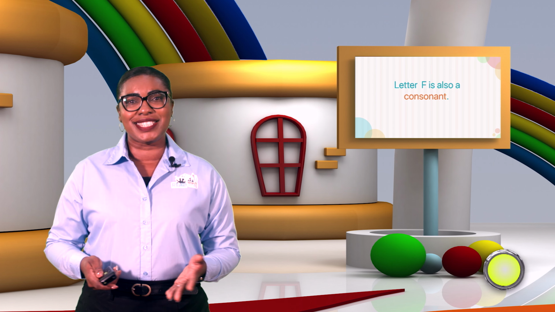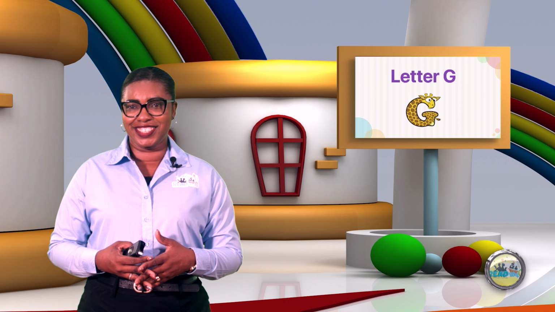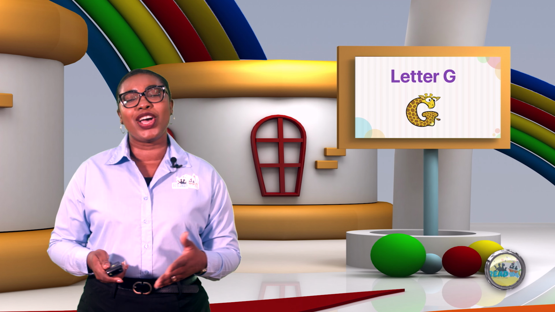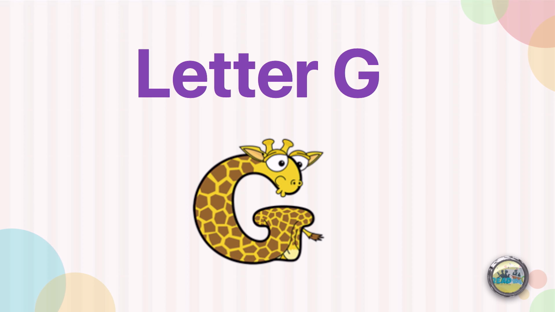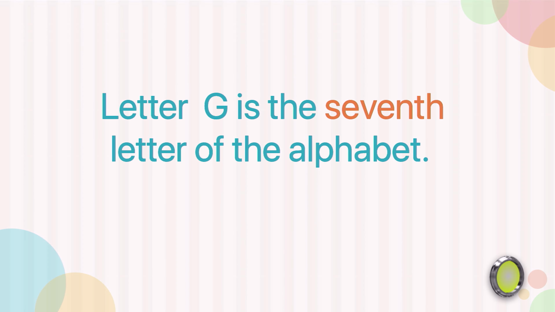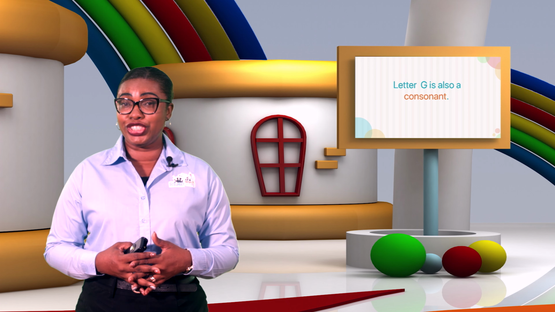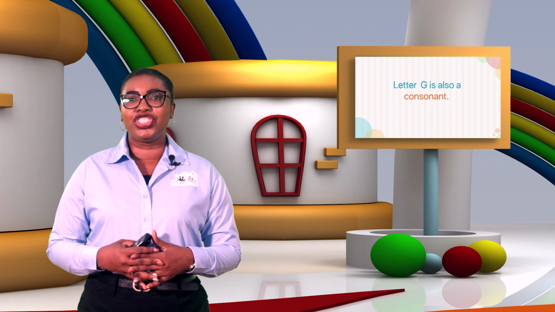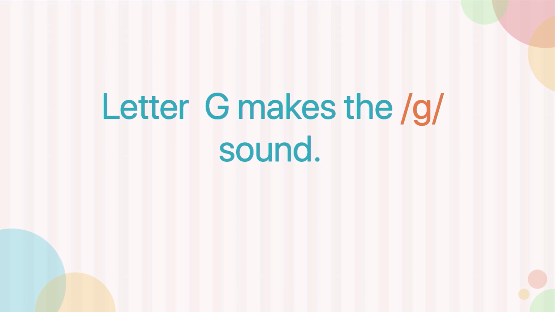Now, for our lesson today, we have gorgeous letter G. Just take a look at this gorgeous letter. This is letter G. Now, letter G is the seventh letter in the alphabet. Letter G, like letter F, is also known as a consonant. Do you know what sound letter G makes? G makes the sound G, G, G. It's a very soft sound, so you say G.